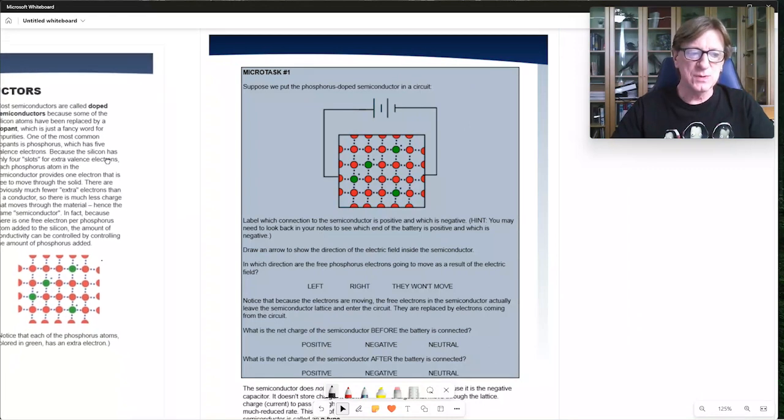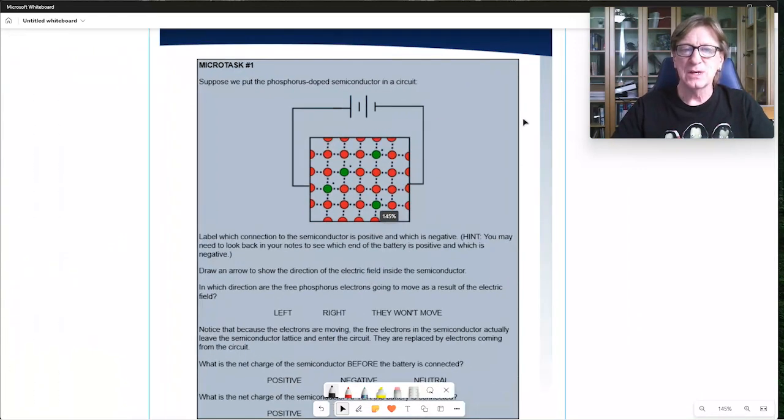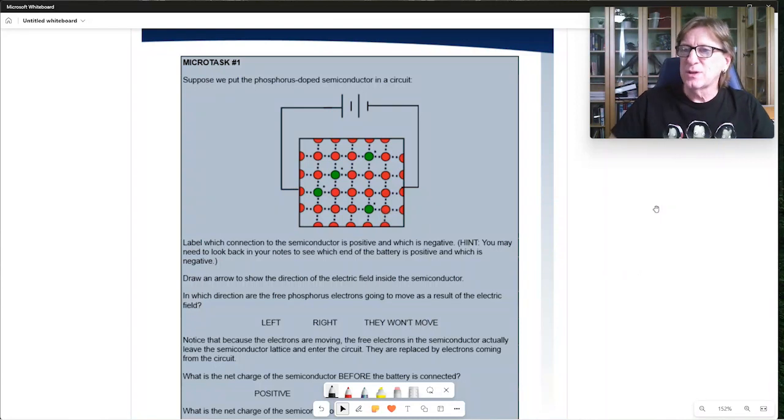Now, that on its own might be useful, but that's not actually what semiconductors are generally used for. There's another reason for this. So let's take a look at microtask 1 here. And we want to look at the electric field that results. So say we're going to take this little chip of the semiconductor, which semi means halfway in between, and we've got some phosphorus and we've got some silicon, as you can see there. And we're going to connect it to the battery.